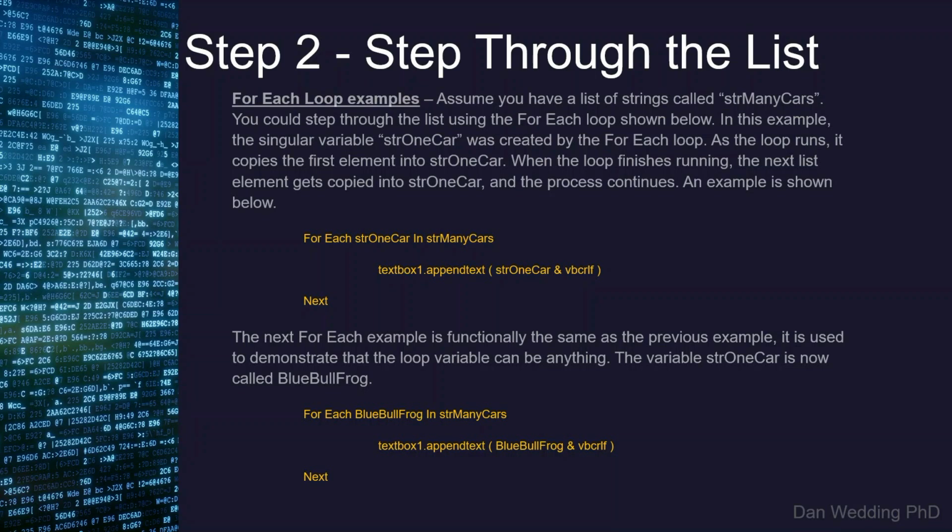The next for each example is functionally the same as the previous example. It's used to demonstrate that the loop variable can be anything. The variable one car is now blue bullfrog.